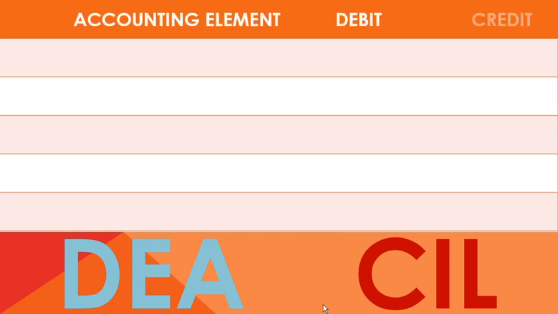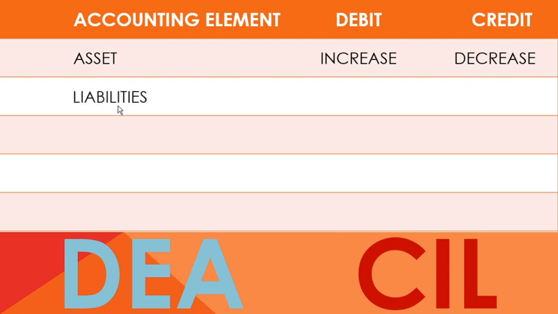Ulitin lang ulit natin. Practice lang din natin to para makita nyo kung paano natin i-apply ang systems ng debits and credits. So, ulitin lang natin, ang asset po is considered as debit account. So, therefore, nag-i-increase siya kay debit, and pag nag-decrease siya, mapupunta siya kay credit. Liabilities, it is a credit account. So, therefore, nag-i-increase siya kay credit, at nagde-decrease naman siya kay debit.